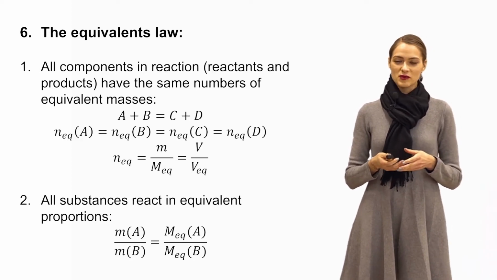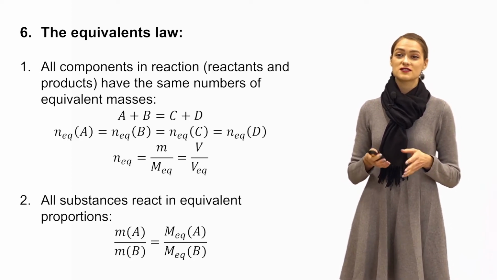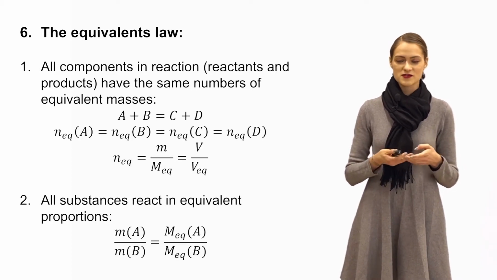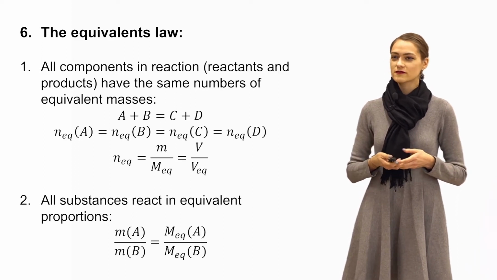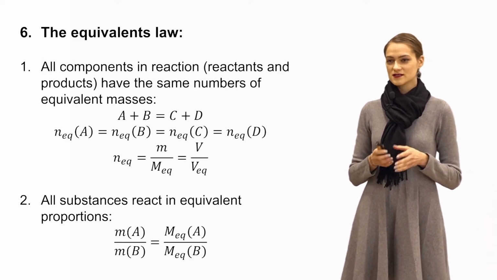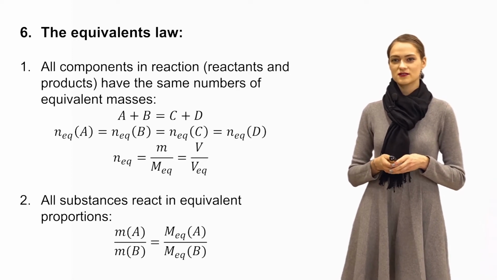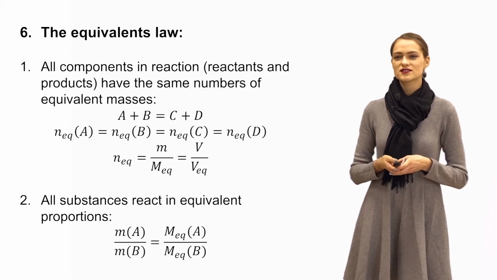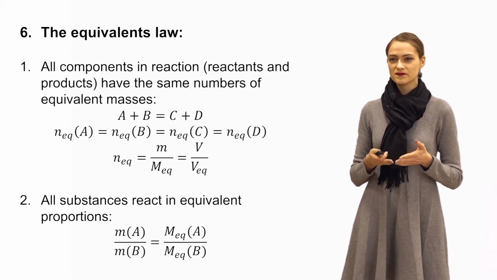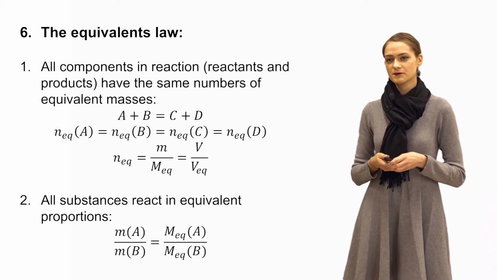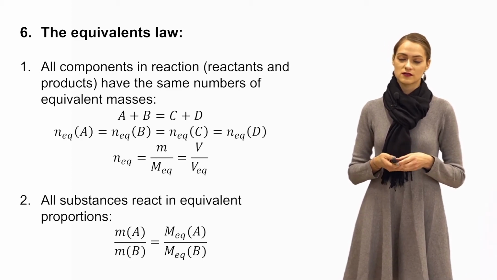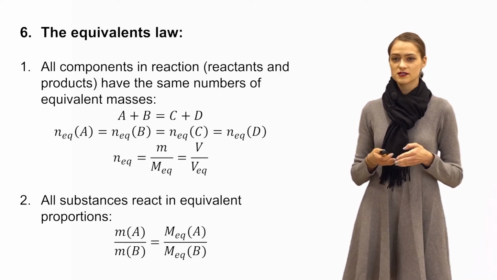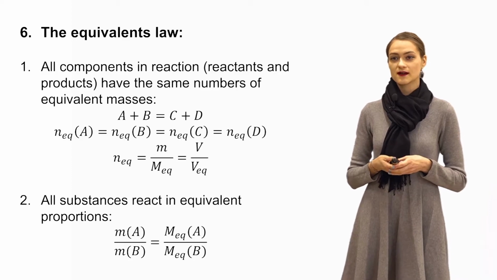You know that in a chemical reaction, numbers of moles are different. That's why we need to write coefficients for substances in a chemical reaction. But numbers of equivalents are always the same for all components in reactions. For example, as you see, a reaction between substances A and B, the reactants, and products C and D. According to the law of equivalence, the numbers of equivalents for all substances A, B, C, and D are equal.